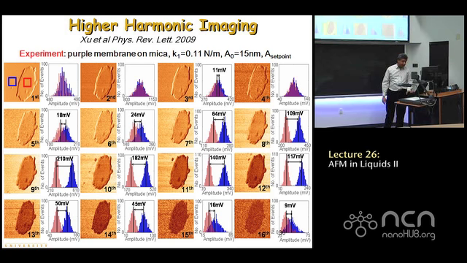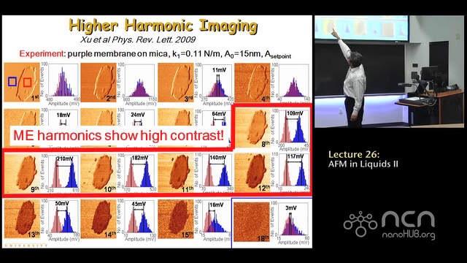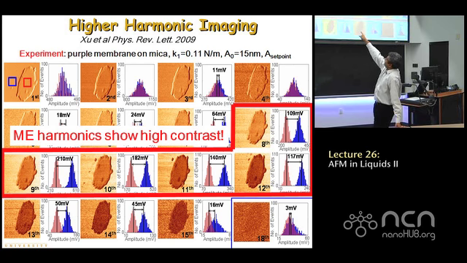And so with that in mind, you can do simple imaging. This is purple membrane, with images taken of many different harmonics. The first graph on the top left is the amplitude signal. What should the amplitude signal be? It should be flat. And you see it's constant everywhere, except at the edges of a feature where the controller is trying to adjust itself.